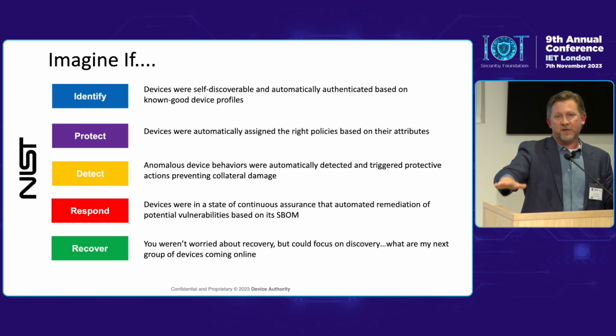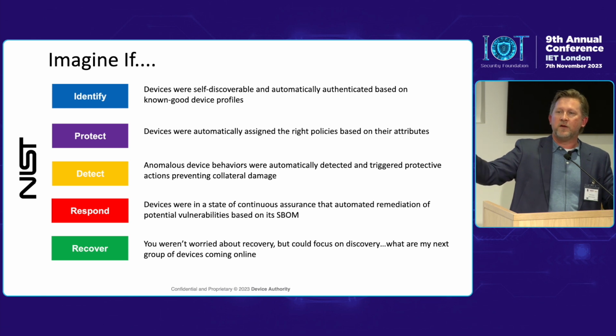Imagine if continuous assurance with an SBOM was just something that was table stakes, and they could patch themselves based on an alert that says you have a vulnerability. And imagine if recovery wasn't what you were worried about, but it was more discovery. How do I discover more devices that I'm going to bring online that are going to help me realize the benefits of IoT?